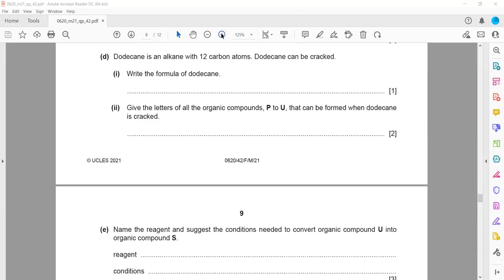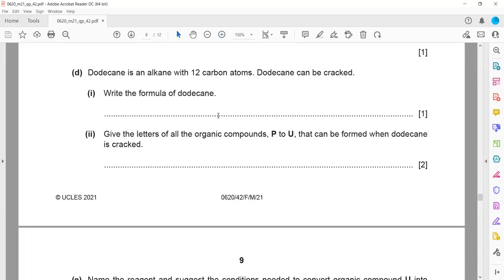The next part: dodecane is an alkane and it contains 12 carbon atoms. We have to deduce the formula of dodecane. How to deduce the formula? Because it is an alkane, the general formula to find any alkane is CnH2n+2. It means the number of hydrogens is always twice the carbon atoms plus 2.